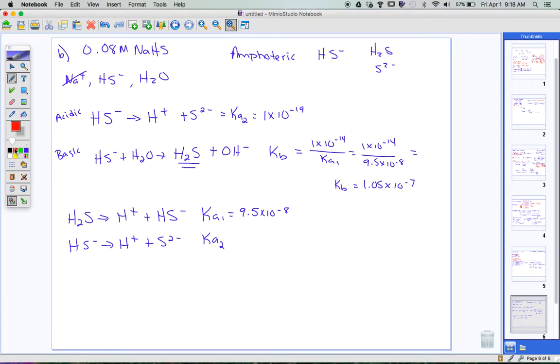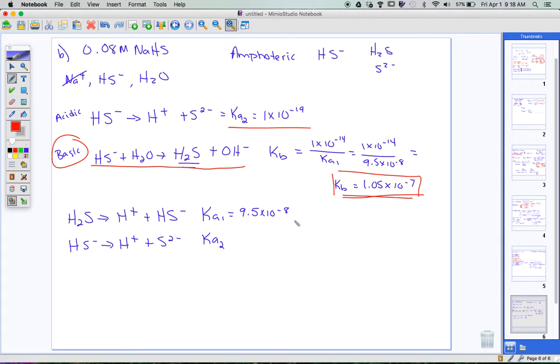All right, so if you compare Ka to Kb, you can see that Kb is much larger than Ka. So although this is amphoteric and can do either one, it will function as a conjugate base. So this is the equilibrium that we are going to work off of, and we will use Kb for this particular thing.